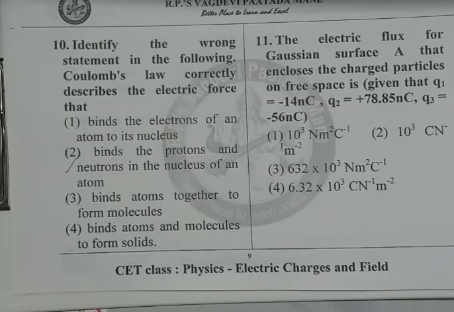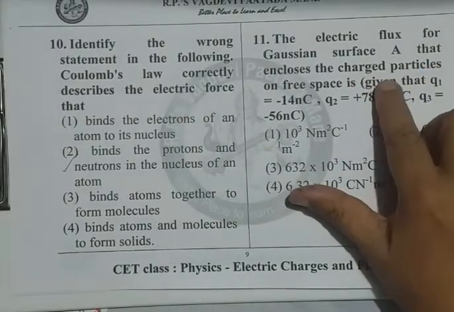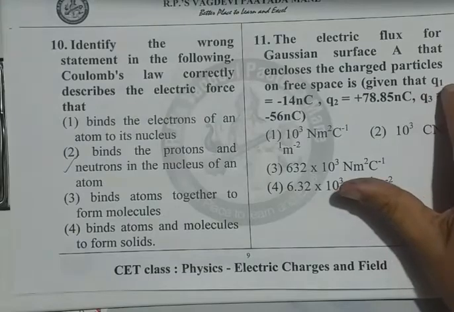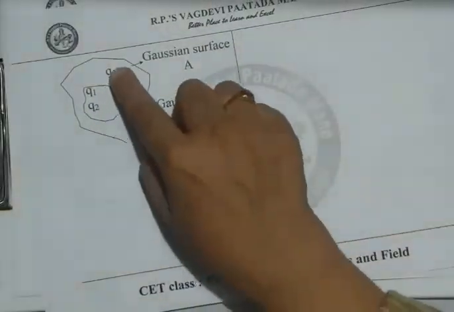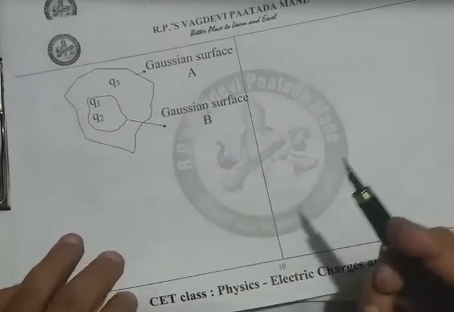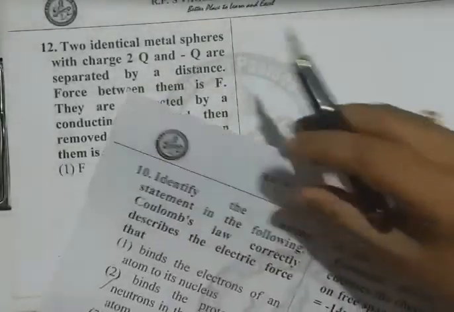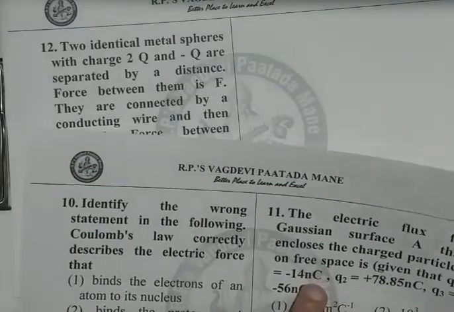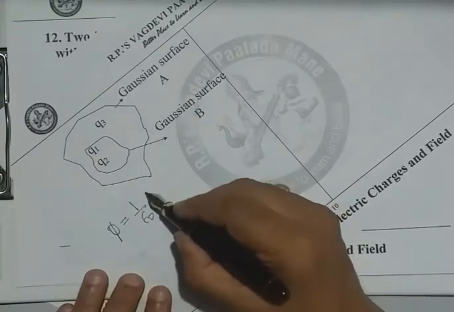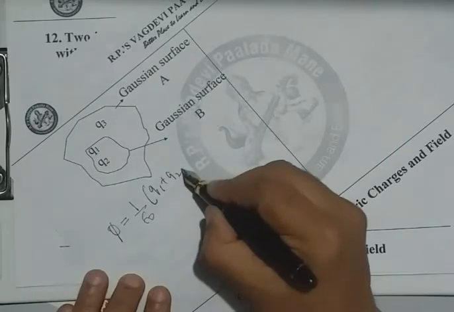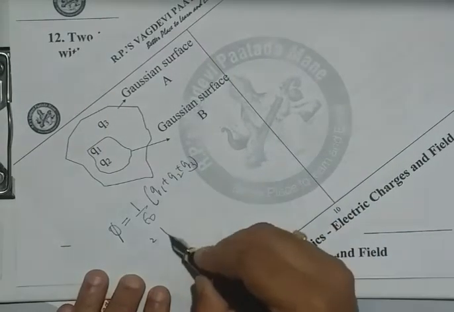The electric flux for Gaussian surface A that encloses charged particles in free space is given by 3 charges, and the figure they have given is printed on this side: Q1, Q2, Q3. Now we are asked to calculate the electric flux. So I directly write Gauss law: Phi equals 1 by epsilon naught times Q1 plus Q2 plus Q3. I substitute everything there.